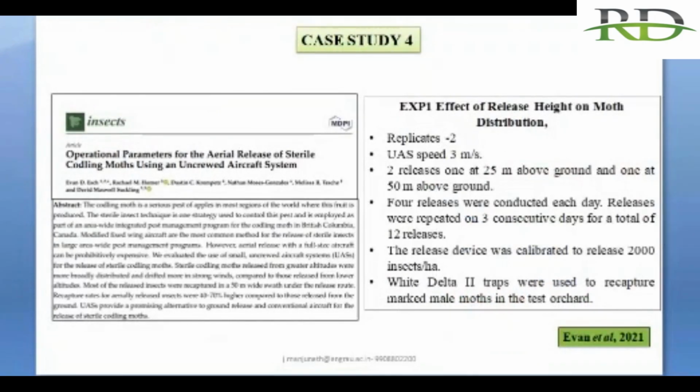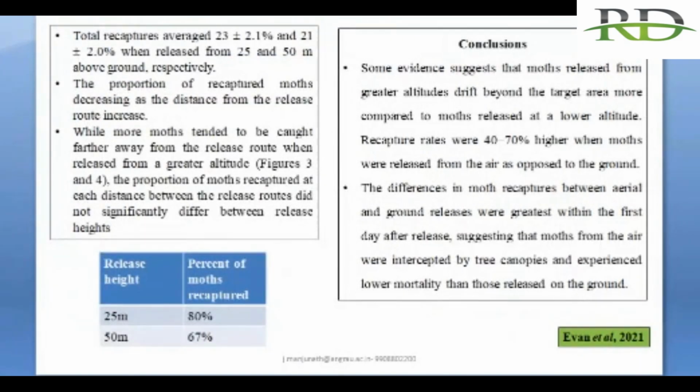Next. This is another case study, observing the sterile culling mask used in the aircraft system. By using some parameters we developed, many scientists are working on this, and by keeping the traps and taking photos we can estimate different parameters. Okay, next.